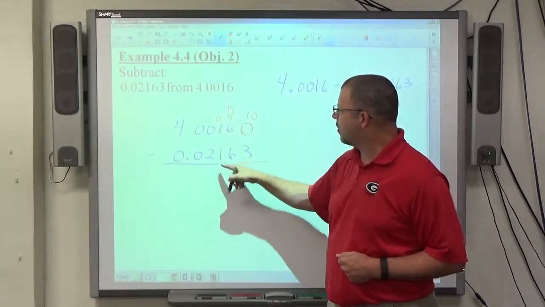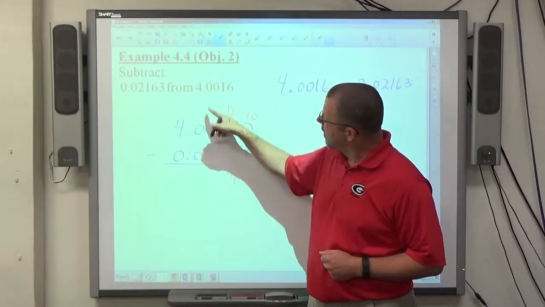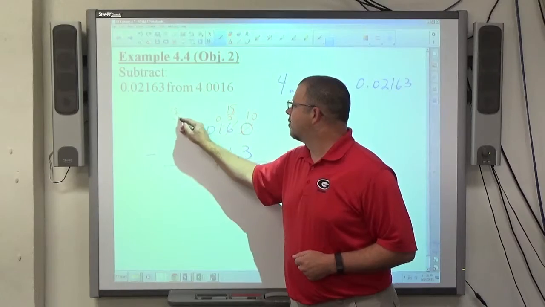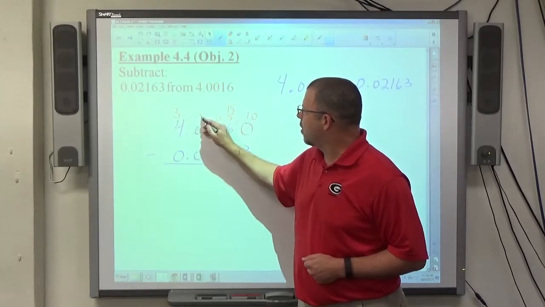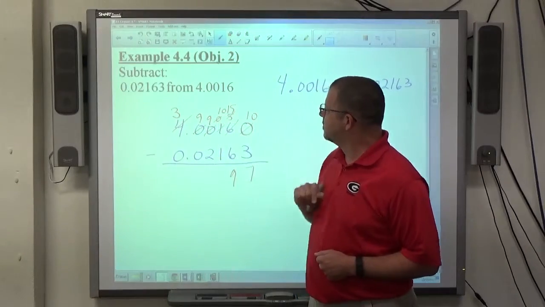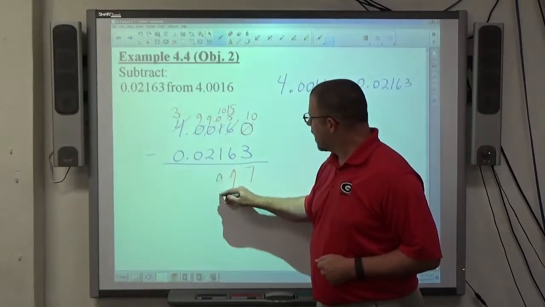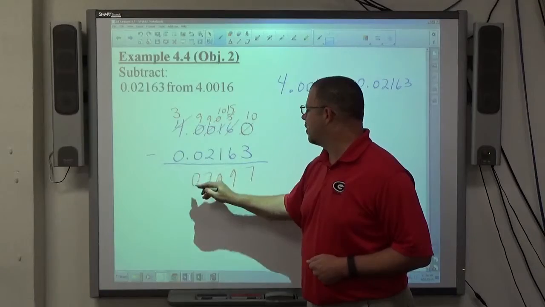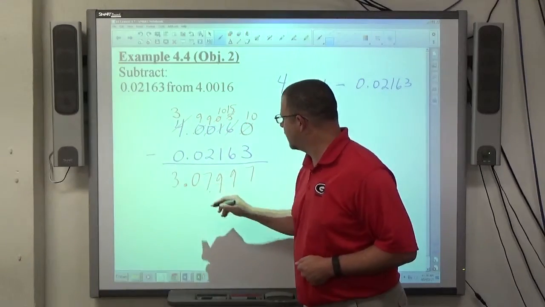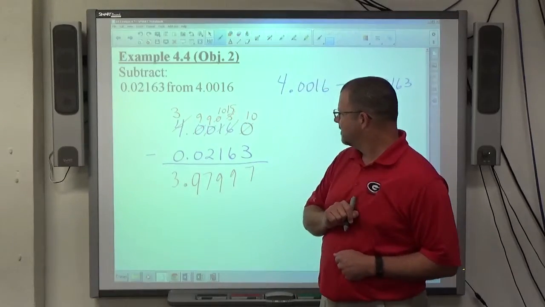I can't do 0 minus 1, so I have to borrow 1 from here, but I can't. So I have to borrow 1 from here, but I can't. So I have to borrow 1 from here. That makes a 3. That makes this 10, which I'm borrowing 1 makes 9. 10, I borrow 1 makes 9, and that makes 10. 10 minus 1 is 9, 9 minus 2 is 7, 9 minus 0 is 9, and 3 minus 0 is 3.